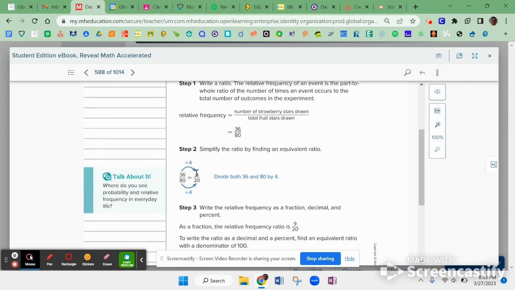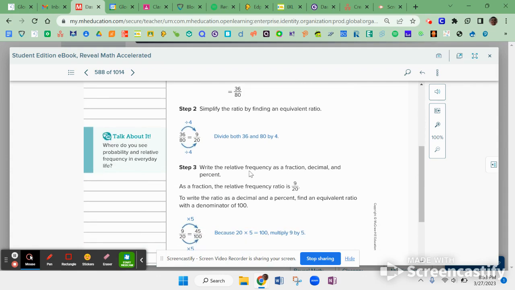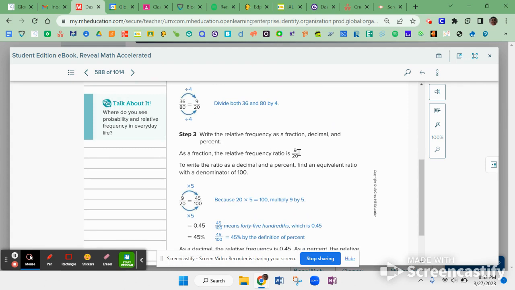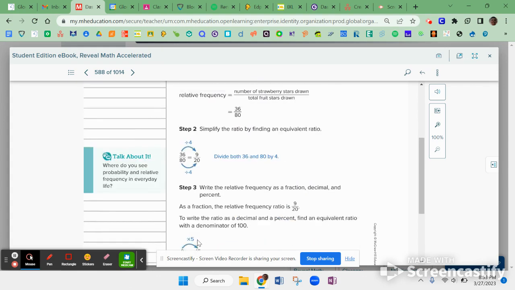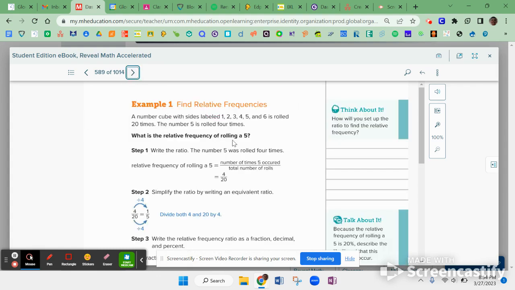Now we simplify that ratio, and then we can also write it as a fraction or decimal. Some of you will just type it into a calculator, divide the top by the bottom, get the decimal, and then convert that to a percent. But we can also make a denominator of 10, 100, 1,000, any power of 10. That's easy to use to turn it into a decimal, and then turn it into a percent. So we are finding our relative frequency, and then writing it in different forms.